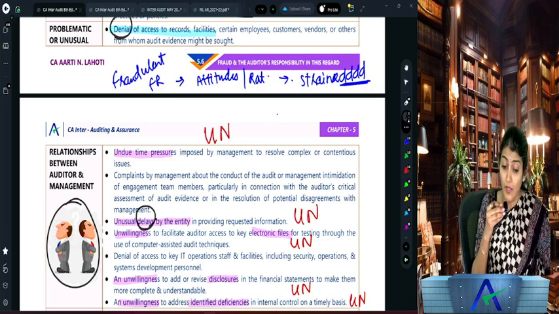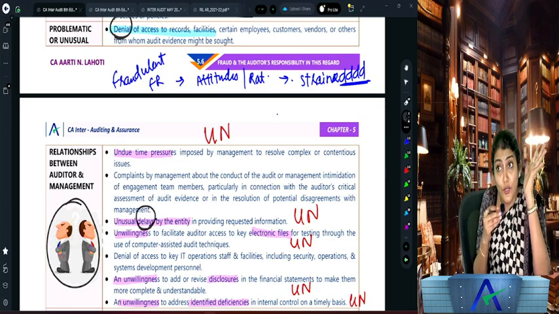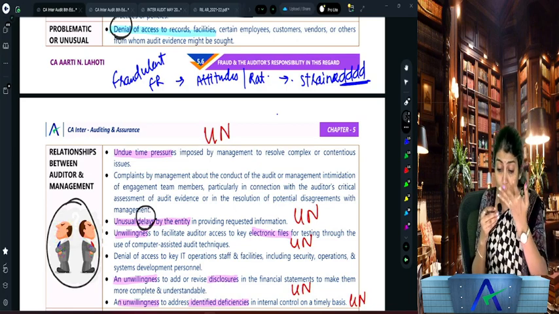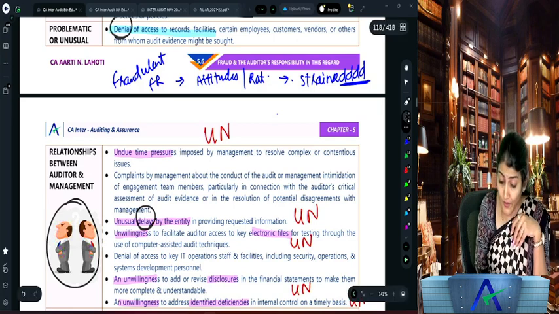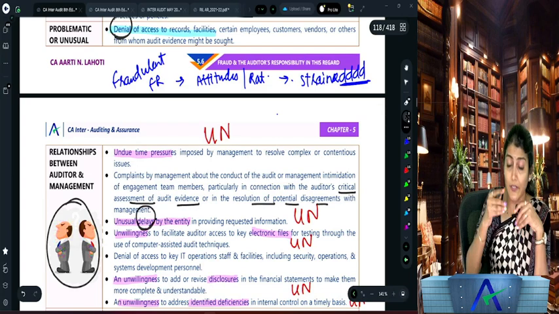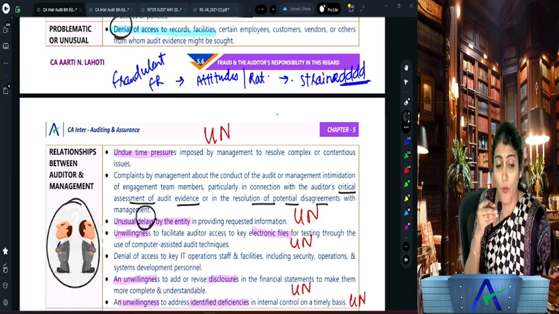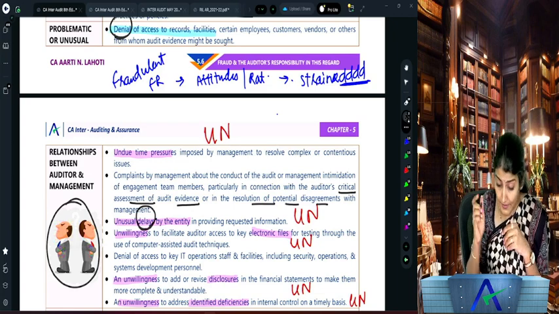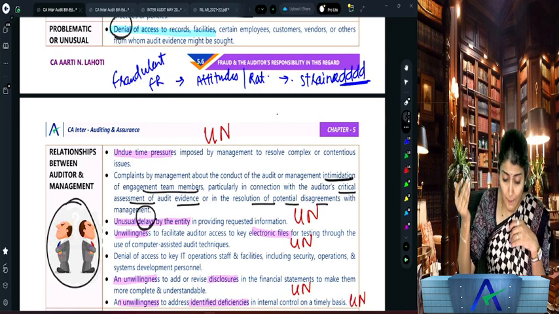The complaints by the management about the conduct of the audit, or the management intimidation. You understand intimidation? They're threatening the auditor, dominating, putting pressure on the auditor, intimidation of engagement team members, particularly in connection with the auditor's critical assessment of the audit evidence, or in the resolution of potential disagreements with the management. Auditor knows professional skepticism. He is saying, no, I want the supporting, I want to check the signature, and management is getting irritated. Right, so they are getting threatened. Management intimidation of the engagement team members. Right, so that is the complaints by the management.